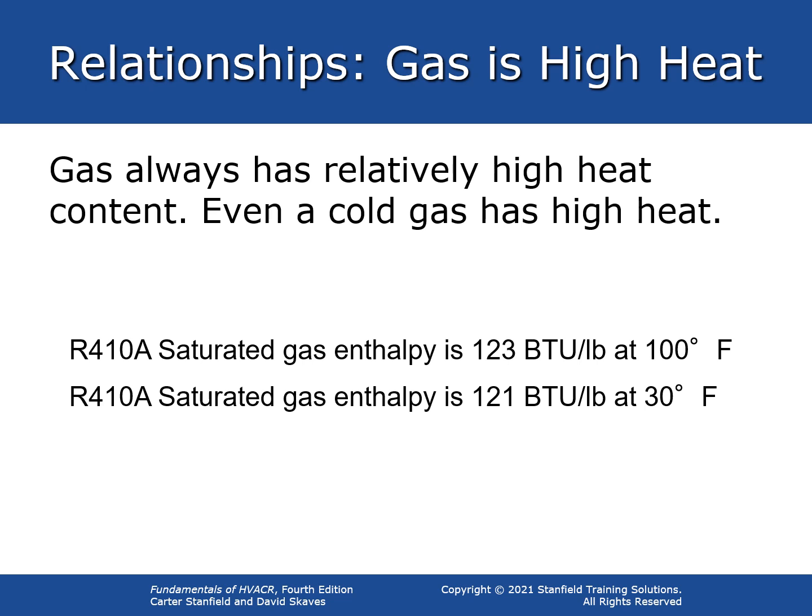Gas always has a relatively high heat content. Even a cold gas has a high heat content. For example, saturated R-410A gas has an enthalpy, that is heat content, of 123 BTUs per pound at 100 degrees Fahrenheit. Even at 30 degrees Fahrenheit, it still has an enthalpy of 121 BTUs per pound, nearly the same even though it is now a cold gas. The refrigerant state is far more important than the temperature in determining the heat content.